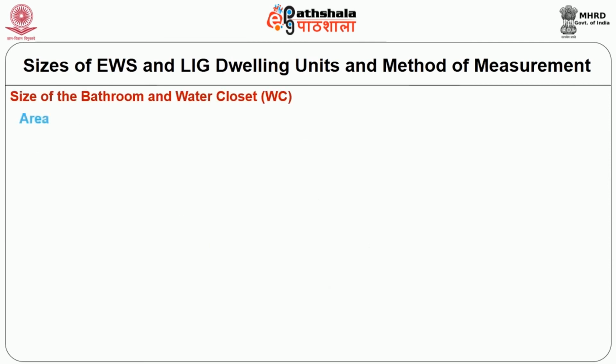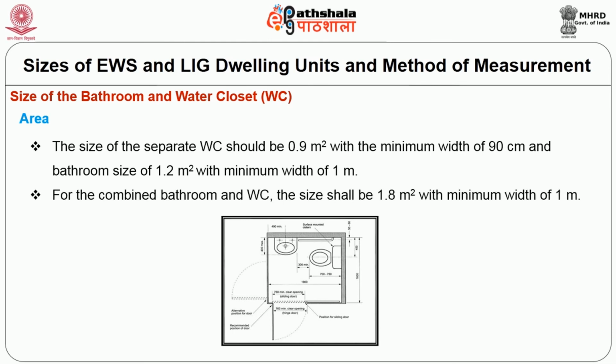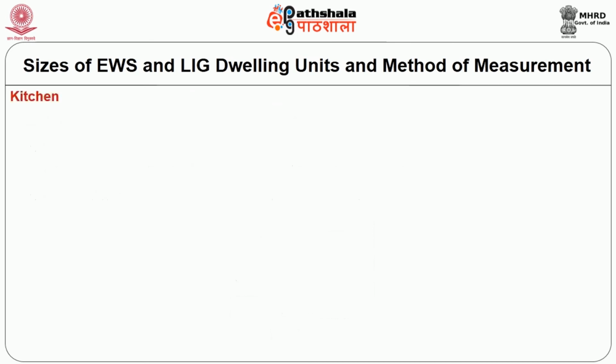Then the size of the bathroom and water closet. A separate area should be given for the water closet of 0.9 meter square with a minimum width of 90 centimeter, and a bathroom size of 1.2 square meter with a minimum width of 1 meter. For the combined bathroom and water closet, the size shall be 1.8 meter square with a minimum width of 1 meter. Next, the kitchen size.